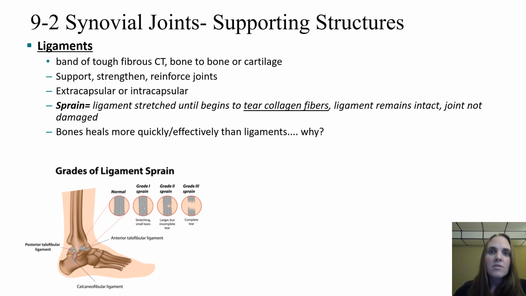A sprain, if you've ever heard of someone spraining an ankle, occurs when that ligament has been stretched until the collagen fibers within that dense regular connective tissue start to tear. The ligament remains intact and the joint is not damaged, but we do have some tearing of the ligament.